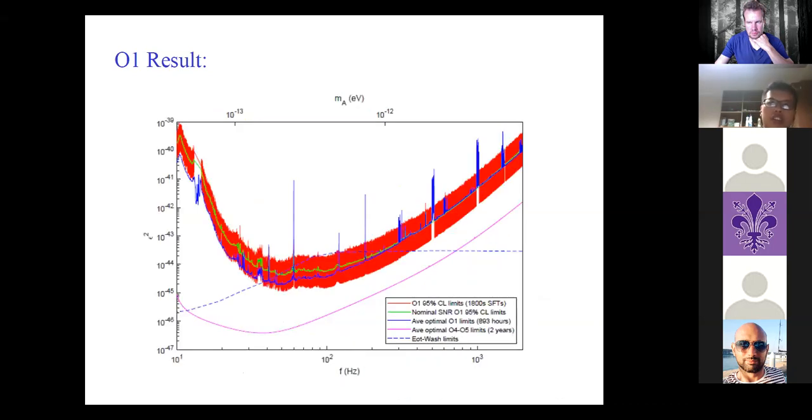Okay, now let me show you the O1 result. This plot gives you the 95% confidence level upper limit of the dark photon dark matter coupling strength under U1B. The coordinates of this plot are similar to the previous sensitivity plot. The red curve shows the actual upper limit using the measured signal to noise ratio with 0.5 millihertz binning, and the fluctuation on this red curve is from the random noise.